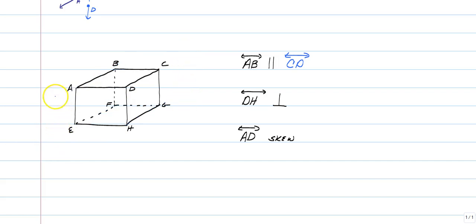Now we're going to move on to the next question. The next question says DH is perpendicular to what? So DH is right here. There are multiple lines that would be perpendicular to DH. Go ahead and think of one on your own.